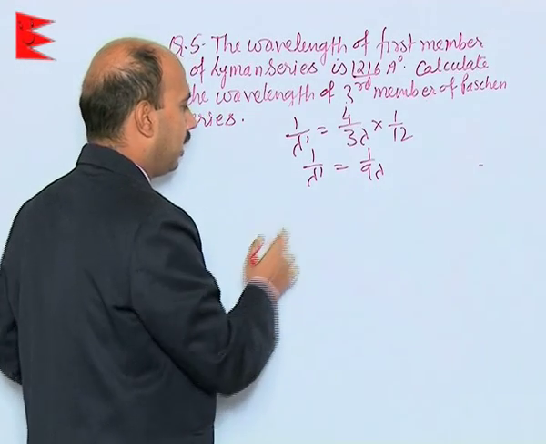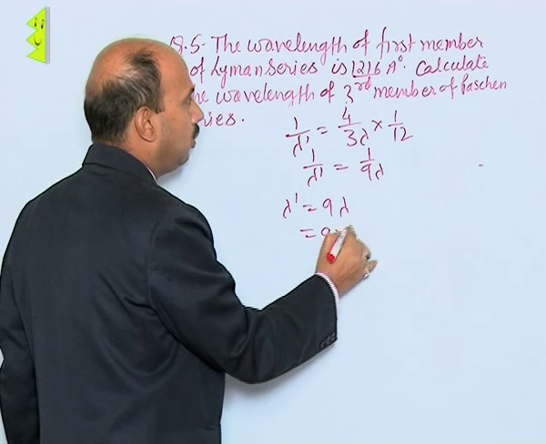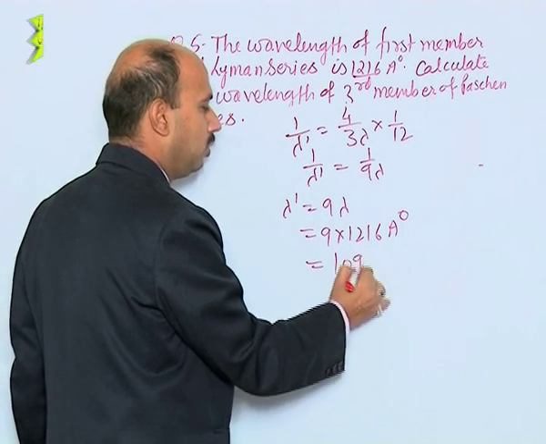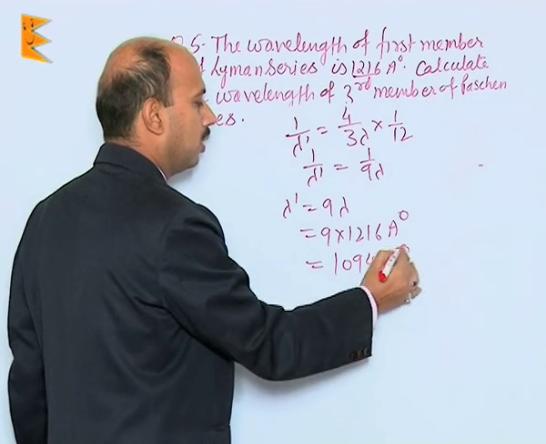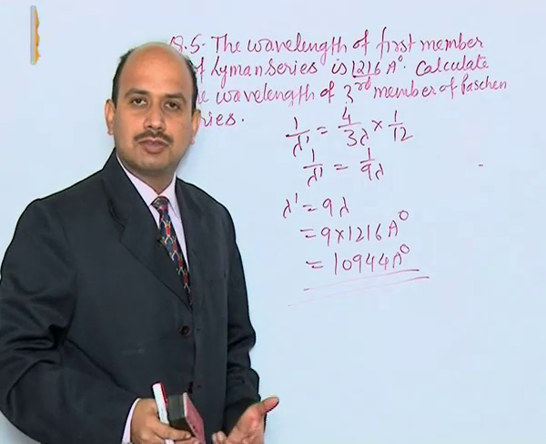In this case, we can write λ' = 9λ. So 9 into 1216 angstrom, you will be getting 10944 angstrom. So this is the wavelength of the photon in the third member of the Paschen series.